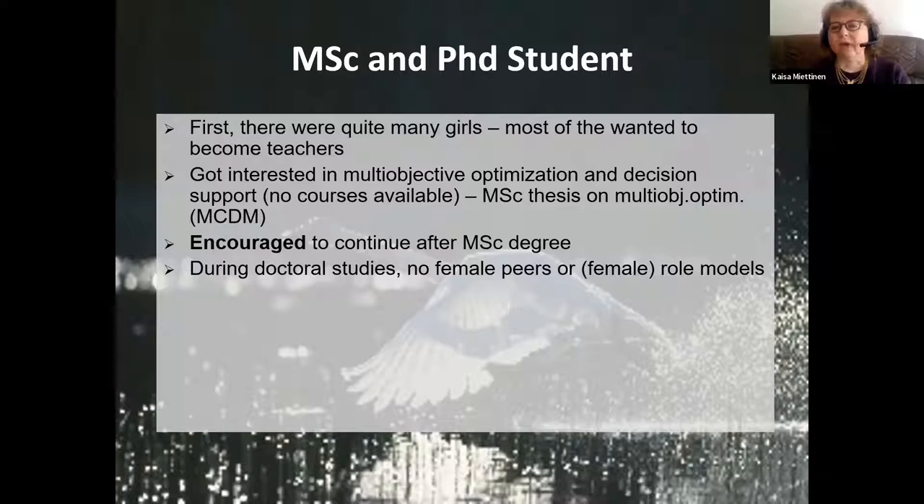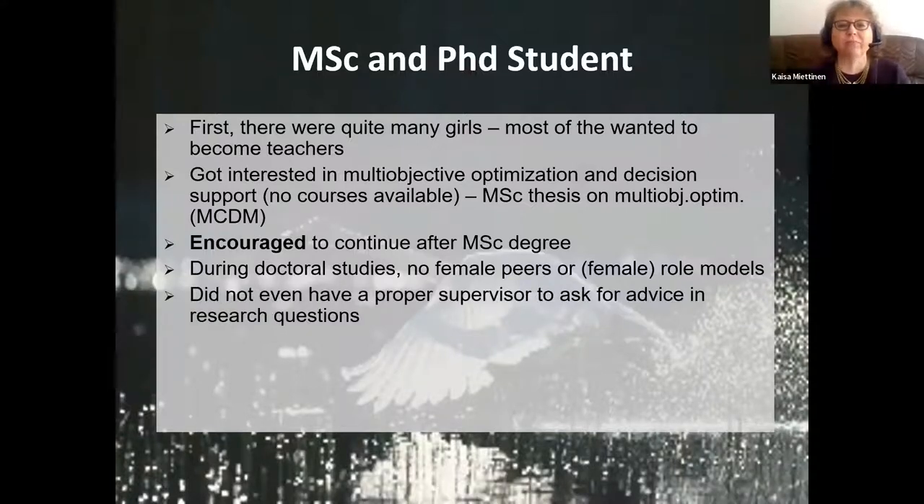So once I graduated with my master's degree, I was encouraged to continue. And I still felt the topic somehow inspiring and interesting. So I continued. And at that stage, there were no female doctoral students around me. There were no female role models. All professors were male. All doctoral students around me were male, but it was something that I had kind of got used to already. As said, at school, very few girls around, so I just continued my own work.